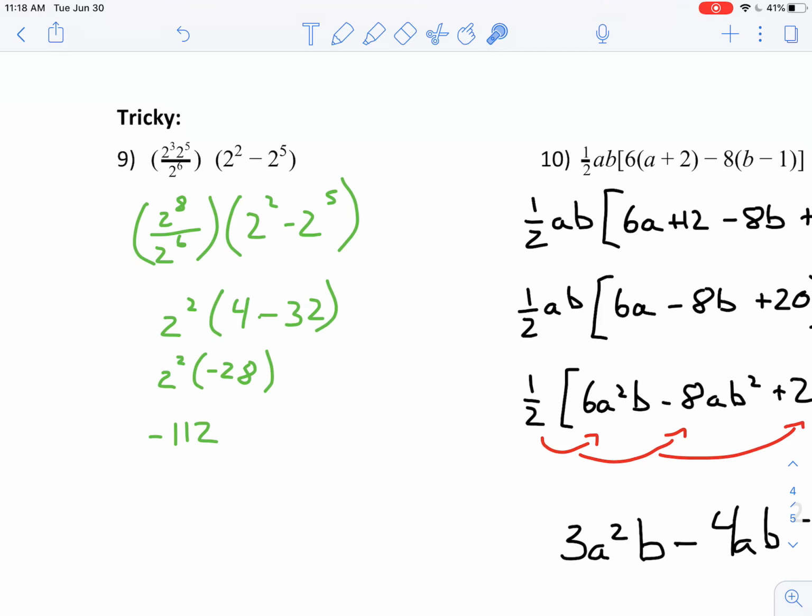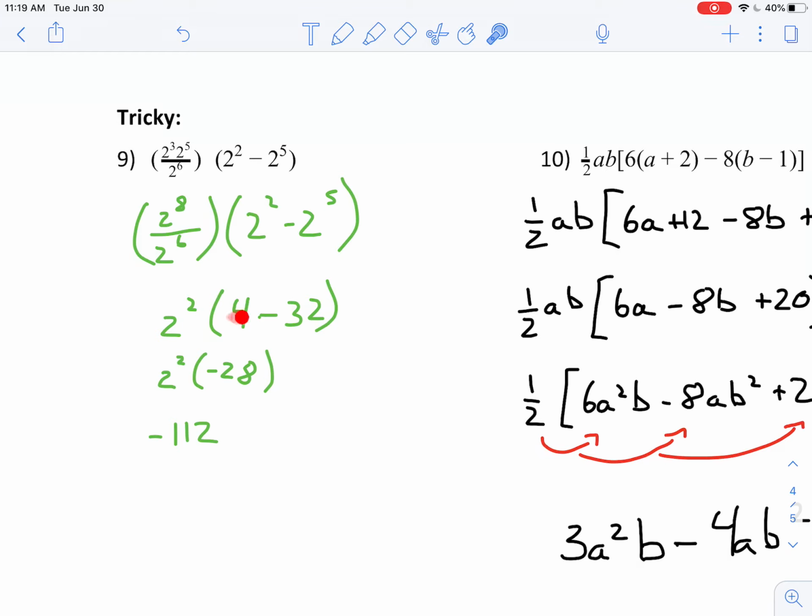Before I go any further, I'm going to clean this up. 2 to the power of 3 times 2 to the power of 5 is the same as saying 2 to the power of 8. So then we have 2 to the power of 8 over 2 to the power of 6 multiplied by 2 squared minus 2 to the power of 5. I can divide, because these bases are similar, so 2 to the power of 8 divided by 2 to the power of 6 is the same as saying 2 squared, right? 8 minus 6. I've gone ahead and evaluated inside the brackets. 2 squared is 4. Negative 2 to the power of 5 is negative 32.